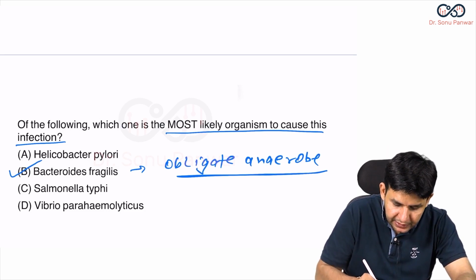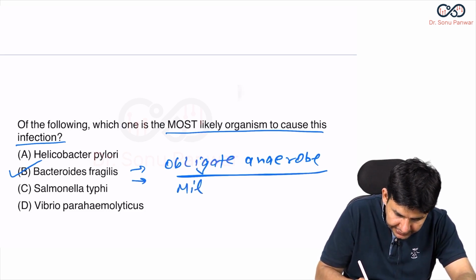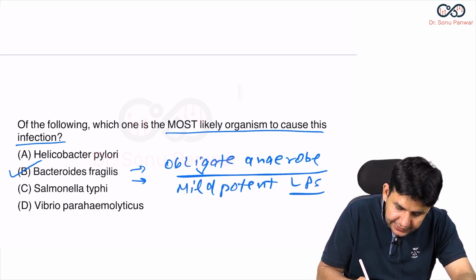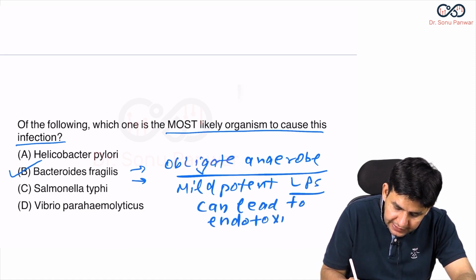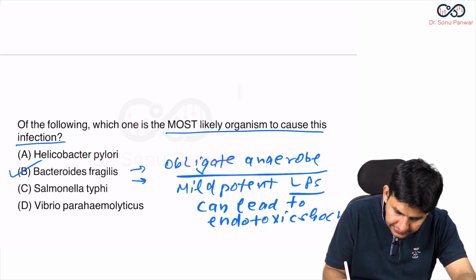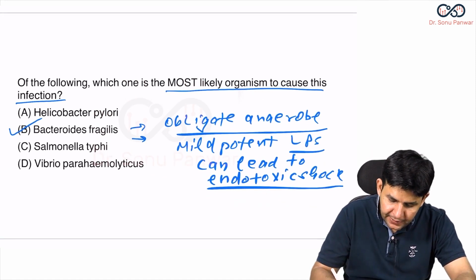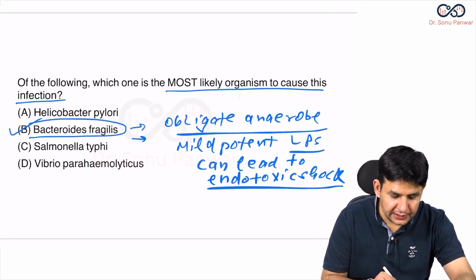So this is an obligate anaerobe, first thing, and it produces a mildly potent LPS which can lead to endotoxic shock. Remember this thing also. Fine. Other than that, regarding Bacteroides fragilis, what other things do you need to remember?